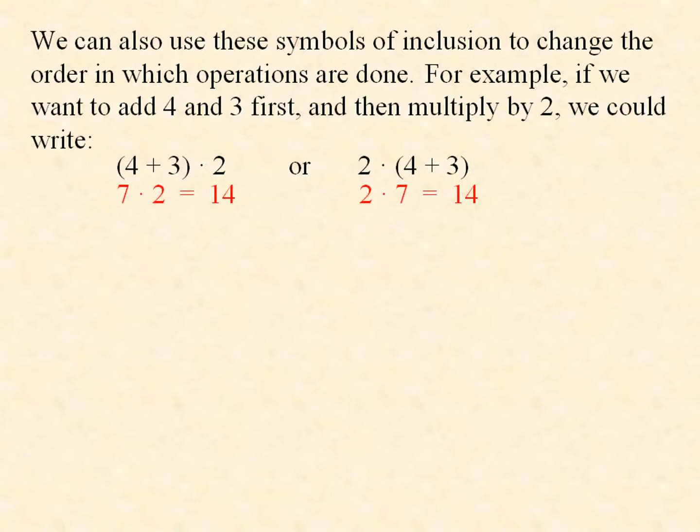Or we could write it without the dot, parentheses 4 plus 3, 2. That means 7 times 2. Or we could write the other one without the dot, 2 parentheses 4 plus 3. 2 parentheses 7 means 2 times 7.